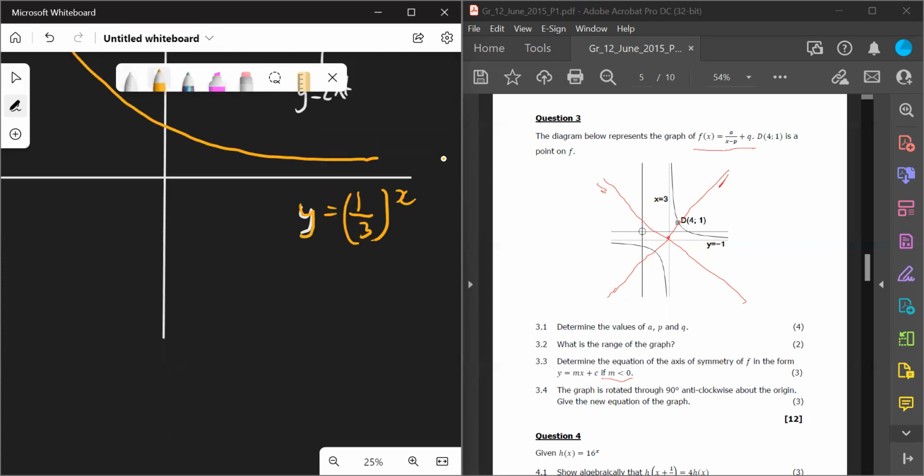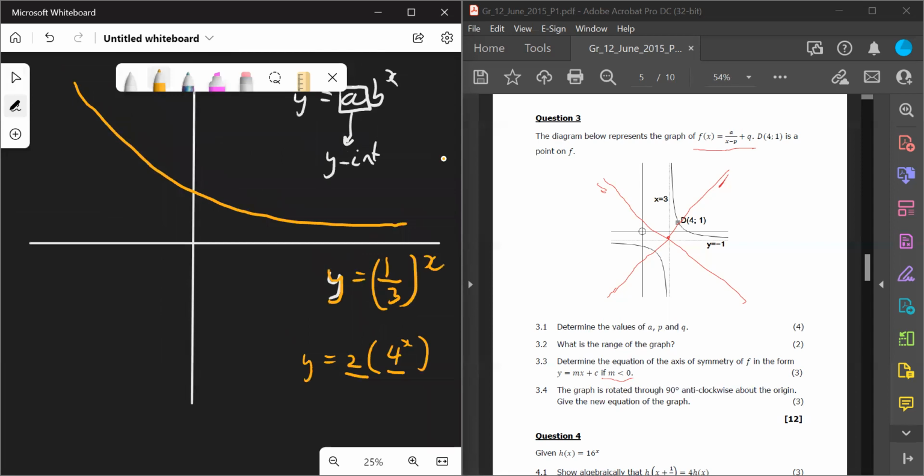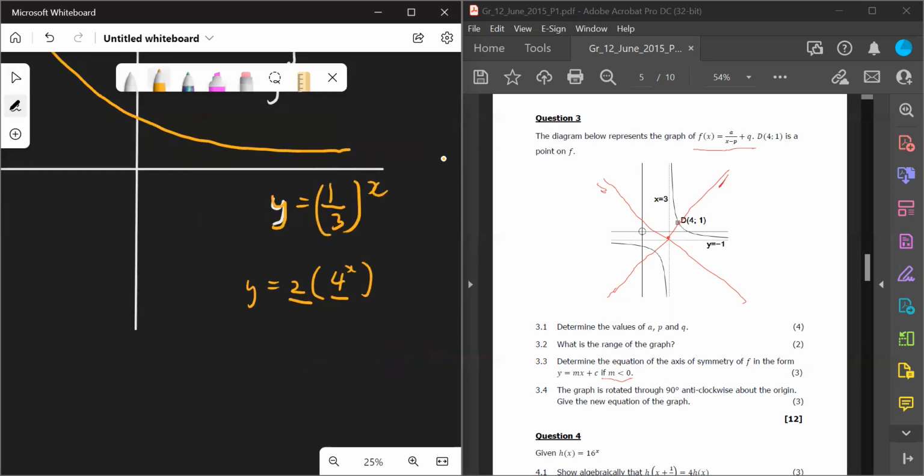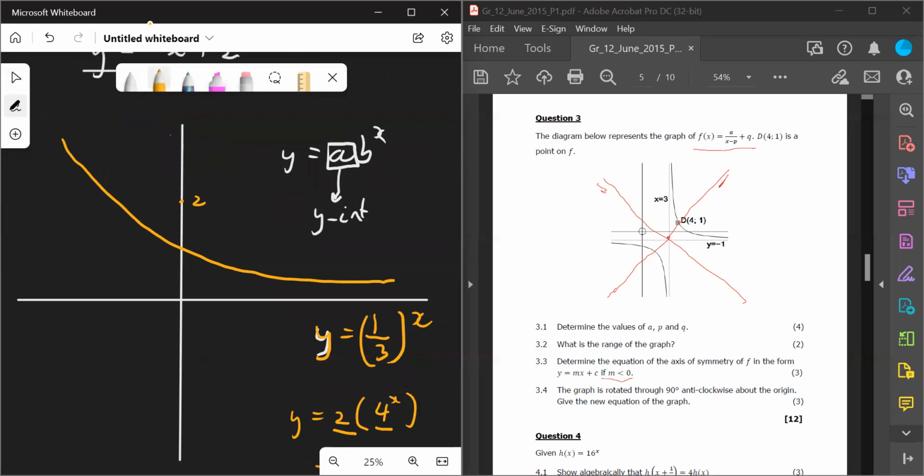Even with the general formulas, y = 2 · 4^x, where a is 2 and b is 4, that is a positive graph, but the y-intercept is at 2. Because if I substituted 0 into this, 4 to the power 0 gives me 1, so that's 2 times 1. My y-intercept will be at 2, and it's positive and increasing. So it's going to look like that instead.